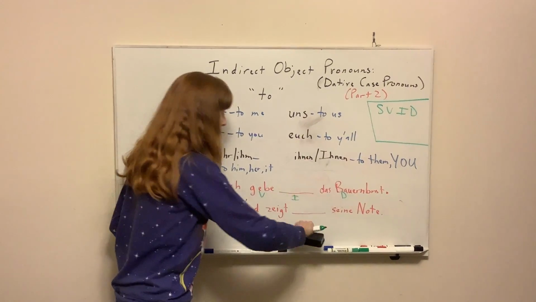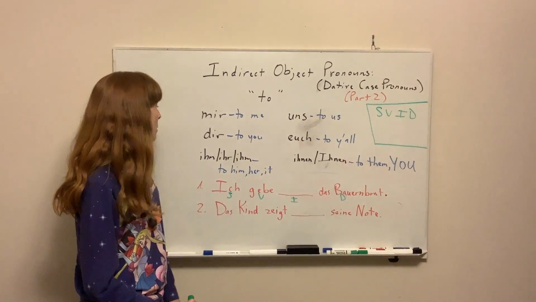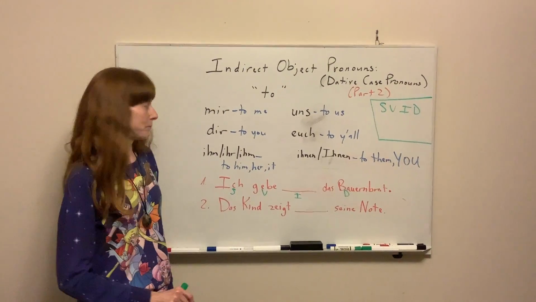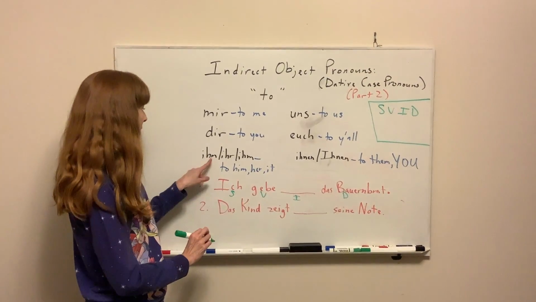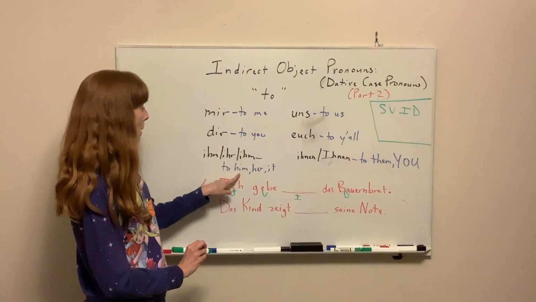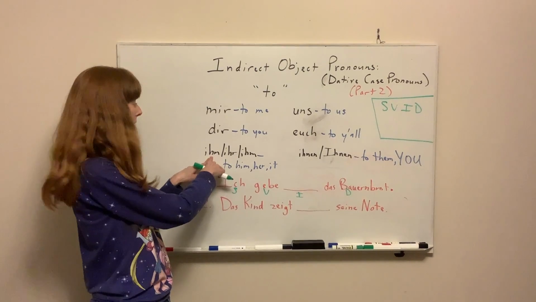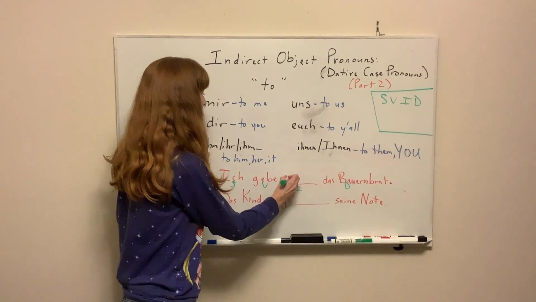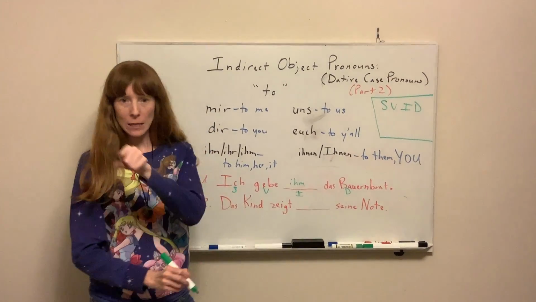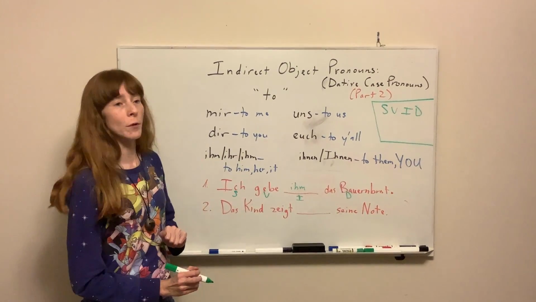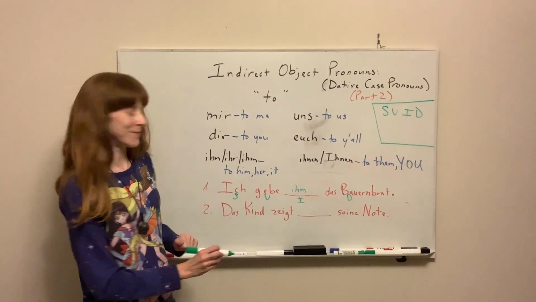Well, suppose I don't want to give it to you. Suppose I want to give it to my cameraman. Ich gebe ihm, to him. So notice these letters are just switched around in "him," and it makes ihm. I just scramble my letters and I get ihm. Ich gebe ihm das Bauernbrot. Danke. Bitte.